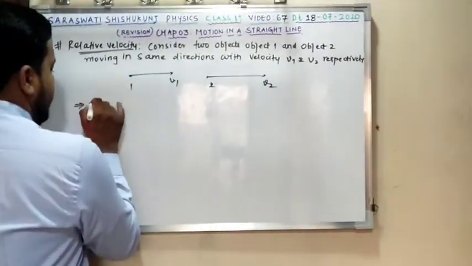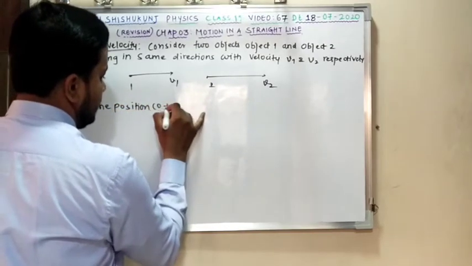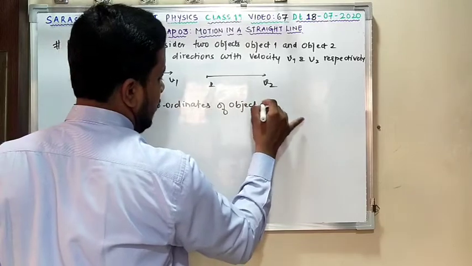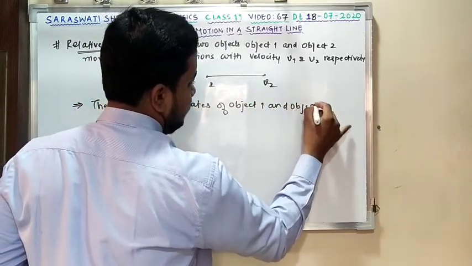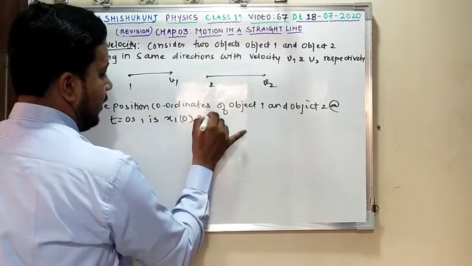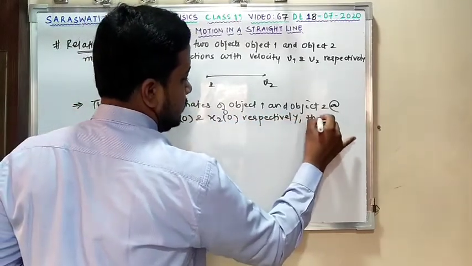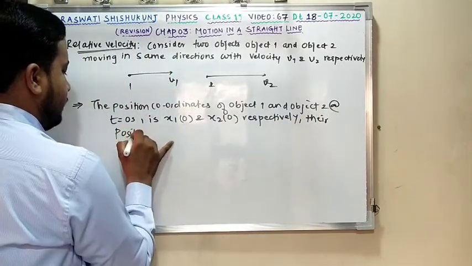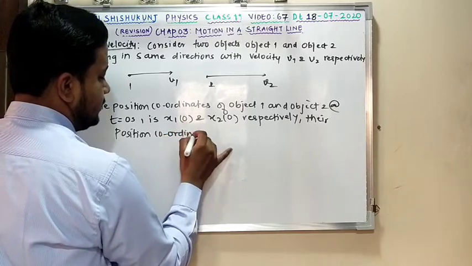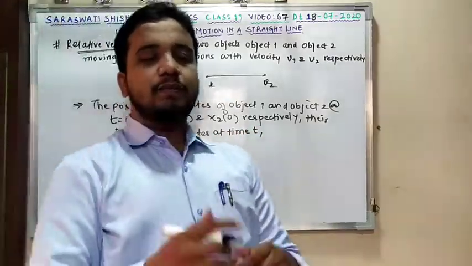Moving ahead, the position coordinates of object 1 and object 2 at t equal to 0 seconds are x1(0) and x2(0) respectively. Their position coordinates at time t we need to determine. Now sir, how to determine the position at time t?